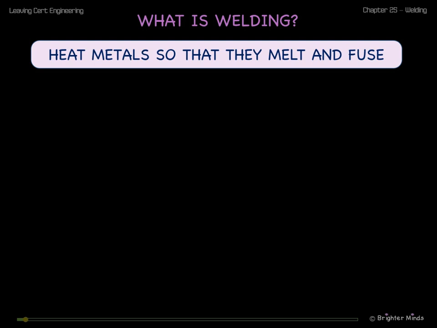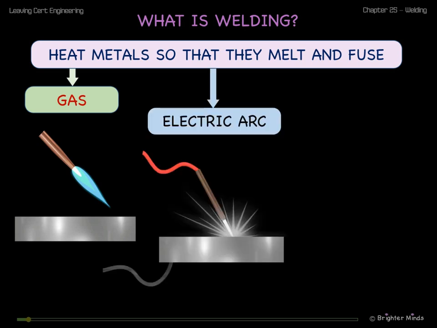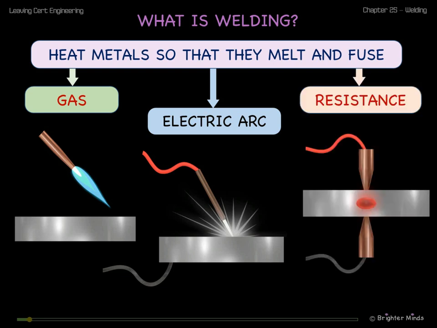There are three main types of welding. Gas welding uses a gas flame to create the required heat. Electric arc welding uses an electric arc to create the heat. Resistance welding passes a large electric current through the metals to create the required heat.